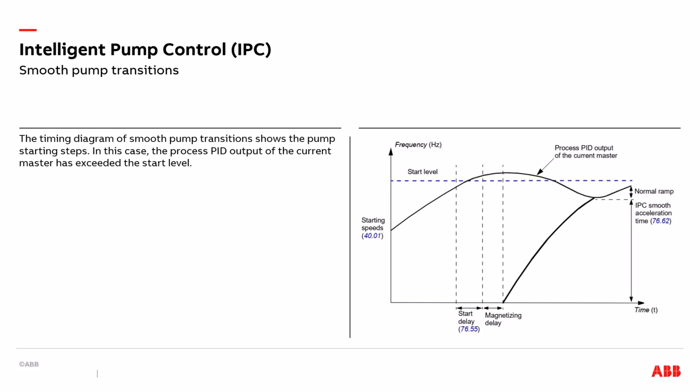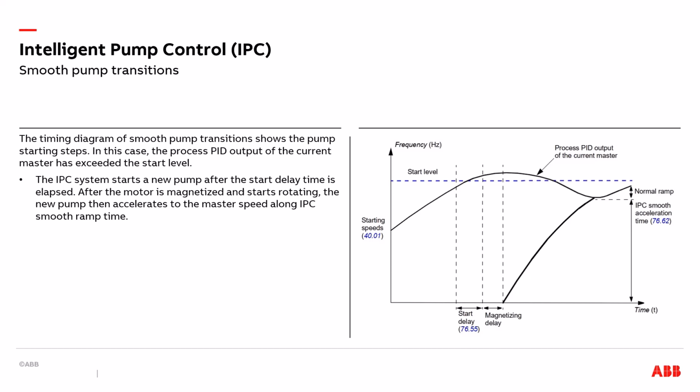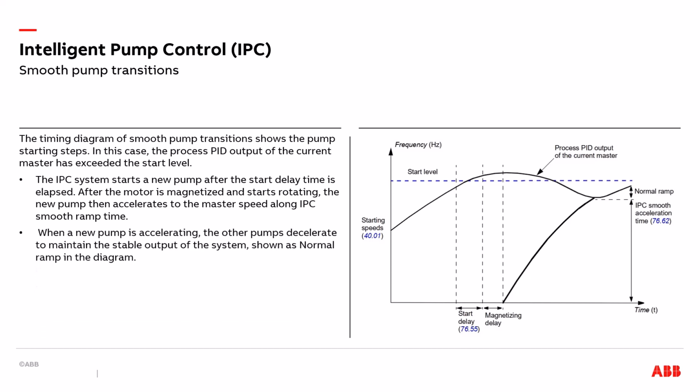Pump control comes with smooth pump transitions. Let's take a look at what happens when you change from one master to another. The timing diagram shows smooth pump transitions of the pump starting steps. In this case, the process PID output current master has exceeded the start level. The IPC system starts a new pump after the start time delay has elapsed. After the motor magnetization and start rotation, the new pump accelerates to the master speed along with the IPC smooth ramp time. When the new pump is accelerating, the other pumps decelerate to maintain stable output of the system, shown as a normal ramp in the diagram.